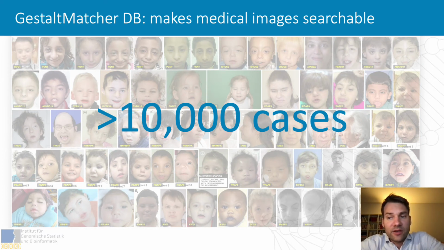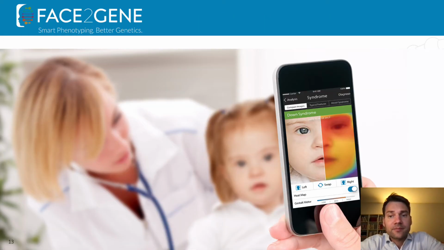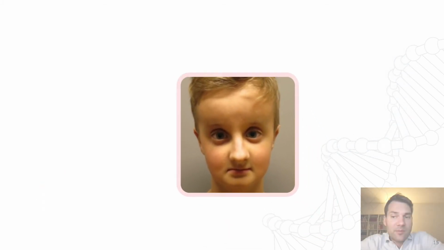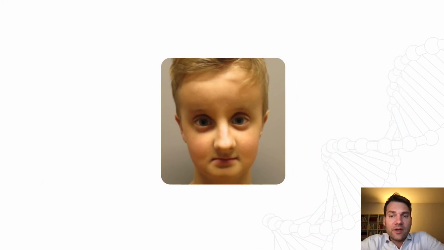While GestaltMatcher currently contains around 10,000 cases, we got access to even more data via a collaboration with FDNA, which is providing its services via the app Face2Gene. More data means that we will be able to solve a few more diseases with the classical approach from DeepGestalt. But it's not a remedy for the problem: find the second patient of its kind. What we want to do: we would like to search with a portrait image for another matching case, not a disease.